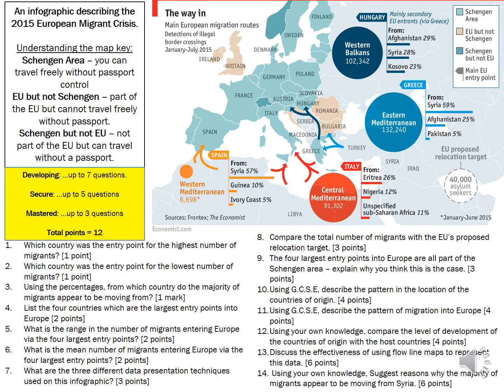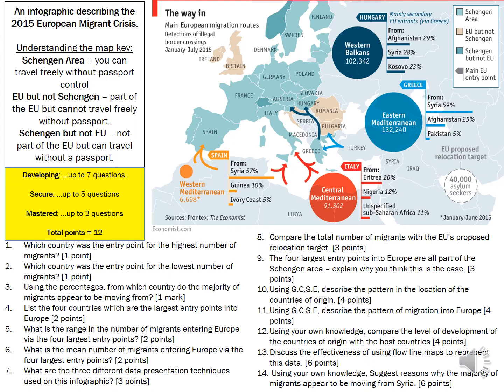So the questions now are at the bottom of the infograph. You've got the information there for your key, so if you're unsure what your key stands for, you can use the understanding the map key. For example, if you're going to do the developing task, you're going to answer 7 of these questions. So you need to find 7 questions which have a total point score of 12.